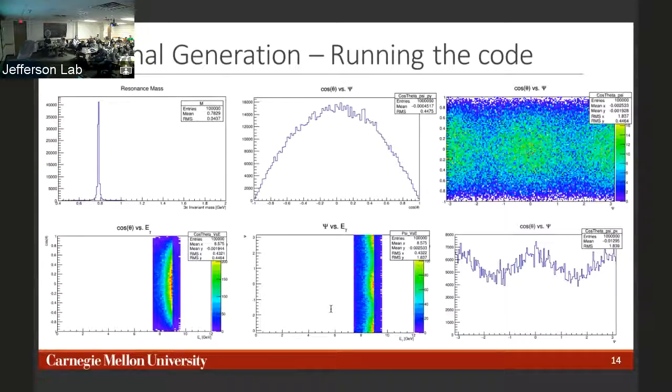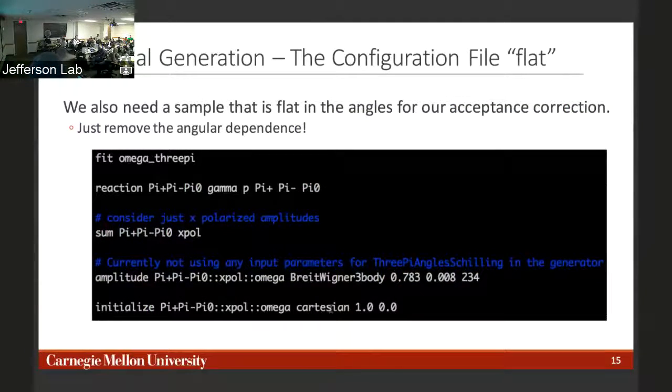So now we have the thrown 4 vectors for our signal sample. Then we need to create a sample that's flat in the angles. Here, everything is basically the same, except we've dropped the amplitude that would correspond to the angular distributions. So now we won't model any angular distributions. So you don't need to do this necessarily now.